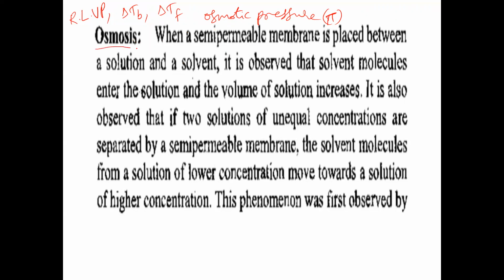Now first of all, we have to understand what is osmosis. When a semi-permeable membrane, short form SPM, is placed between a solution and a solvent, for example, you take glucose solution and pure water, separated by a semi-permeable membrane, it is observed that the solvent molecules, that is only water molecules, enter the solution through the semi-permeable membrane, and the volume of solution increases.